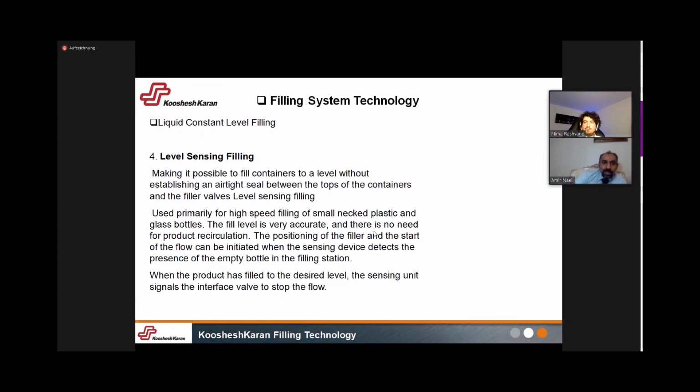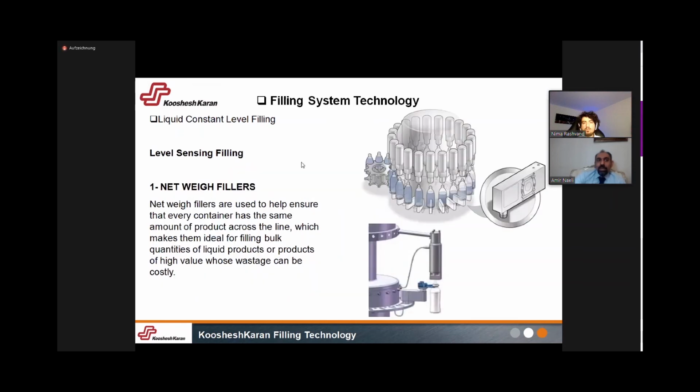The position of the filler and the start of the flow can be initiated when the sensing device detects the presence of the empty bottle in the filling station. When the product has filled to the desired level, the sensing unit signals the interface valve to stop the flow. We have two different kinds of level sensing filling. The first one is the net weight filler.